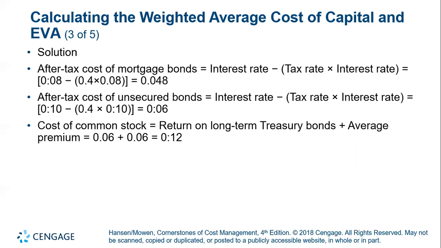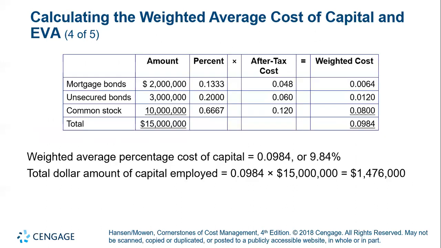6%. The return on the long-term treasury bonds, here we are given 6%, and we have the average premium equal to another 6%. So the average premium plus the return on the long-term treasury bonds gives us another 6%. So that is now equal to 12%. Next, calculating the weighted average cost of capital and EVA.